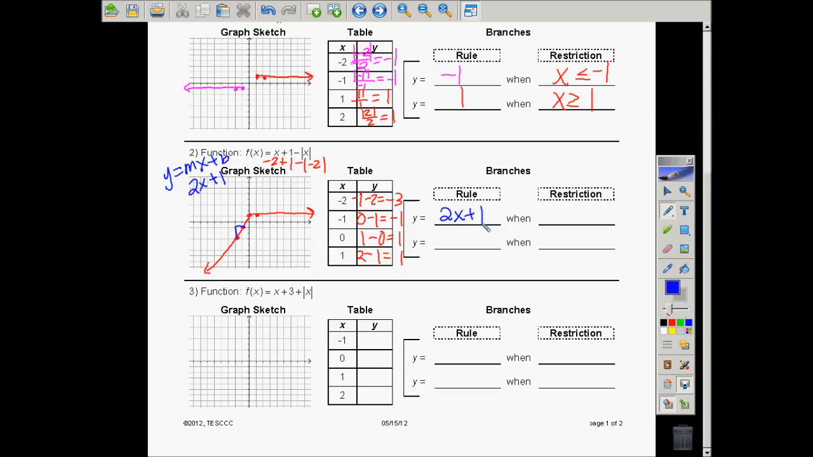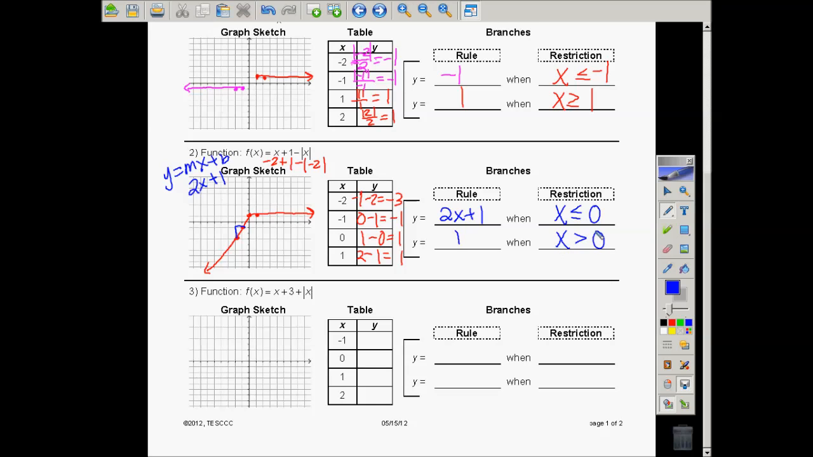Okay, what about the rule for this one? My slope is obviously 0. And my y-intercept is 1. And my rule is y equals 1. So when does this side happen? When x is what? Less than. It's when x is less than or equal to 0. And when does y equal 1 happen? When x is greater than.